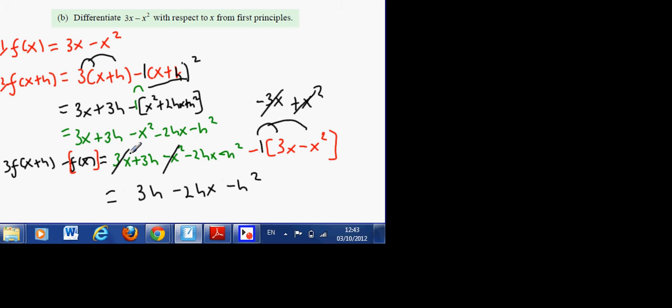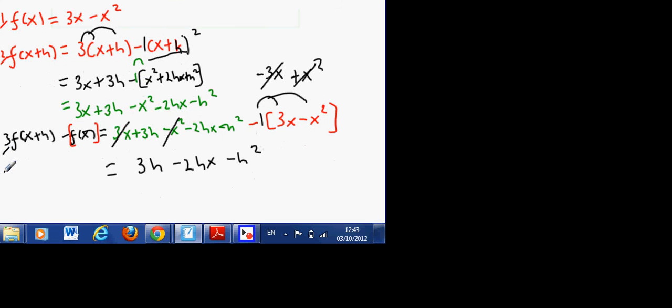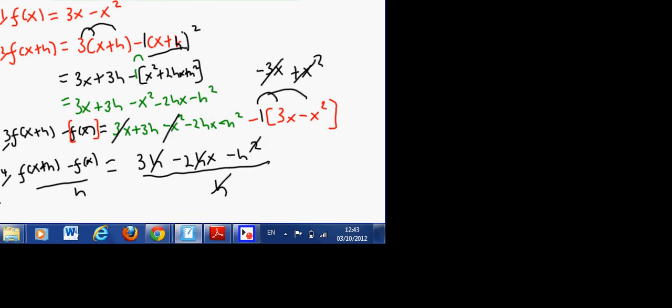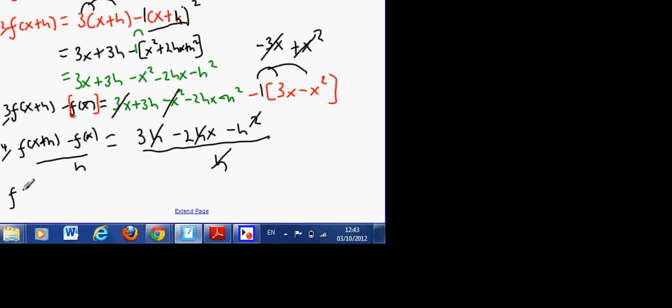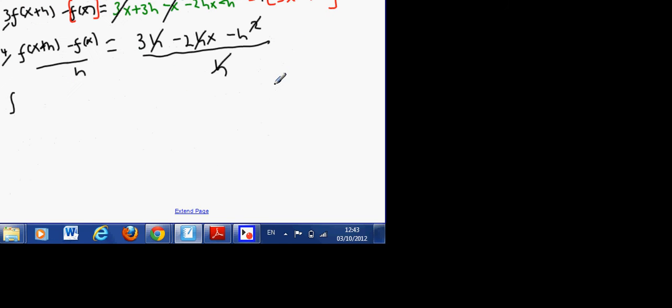To get full marks, what you've got to do next is step 4. Step 4, you divide it by h. Cancel all h's over the other side. 1, 1, 1, and one of them goes. Okay, and what you have now is 3 minus 2x minus h.